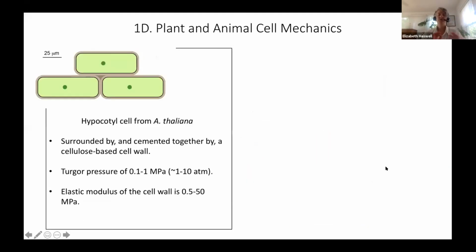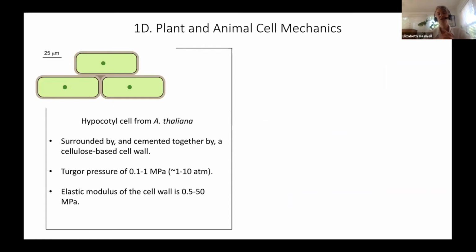Before we launch into it, I just wanted to address what I'm sure you're all wondering, which is, plants and animals, they seem kind of different. Let's talk about that for a second. I've illustrated here an example of hypocotyl cells. The hypocotyl is a specialized tissue that connects the root cells to the shoot cells. They are surrounded by and also cemented together by a cell wall. It's made out of a material called cellulose.